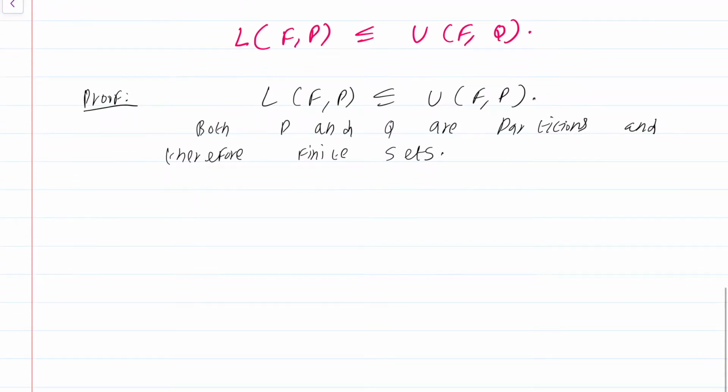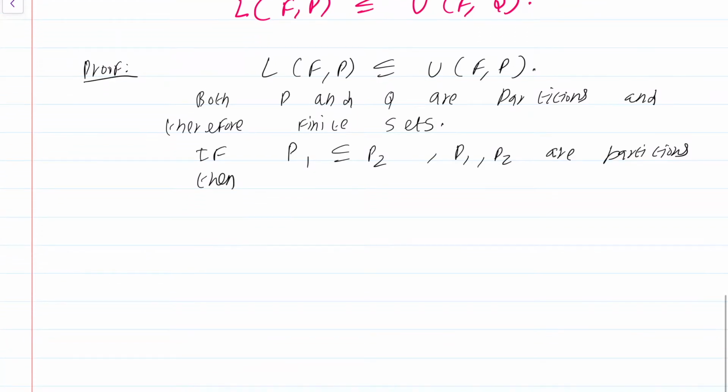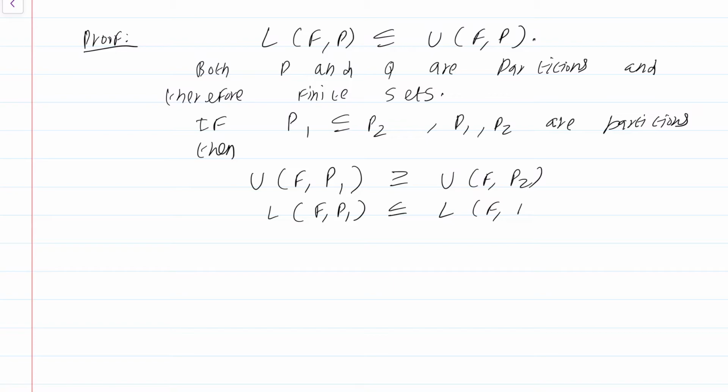Okay. First, what we will show is, if P1 contains P2, where P1 and P2 are partitions, then U of F,P1 is greater than or equal to U of F,P2, and similarly L of F,P1 is less than or equal to L of F,P2.